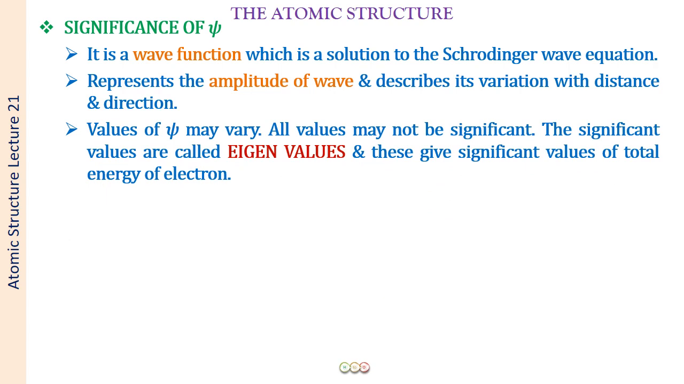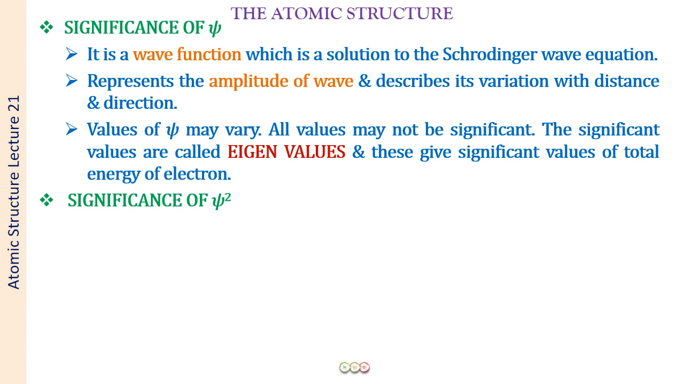And then the values of psi may vary. There may be many values of psi coming from those equations, and all of these may not be significant. The significant values which we will be considering are called eigenvalues, and these are going to give the total energy of the electron. And one thing more, please do remember that psi does not have a meaning of its own. Only when we put various values for psi, we get some results.